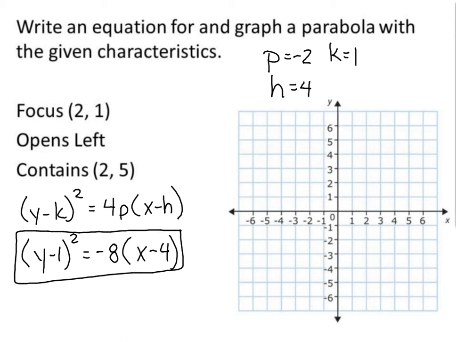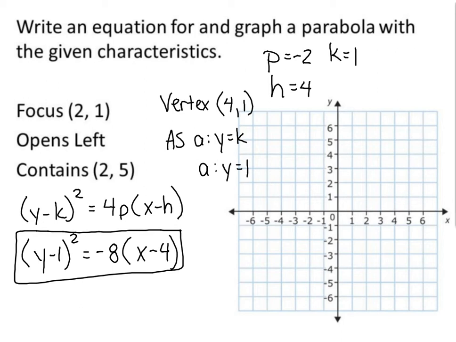We already know our focus, but we need to find our vertex, our axis of symmetry, and our directrix, so we'll be able to graph this. Remember, your vertex is just your h and your k, so this will just be at 4 and 1. Our axis of symmetry, because this is opening to the left, is going to be y is equal to k, or our axis of symmetry is just going to be at 1.